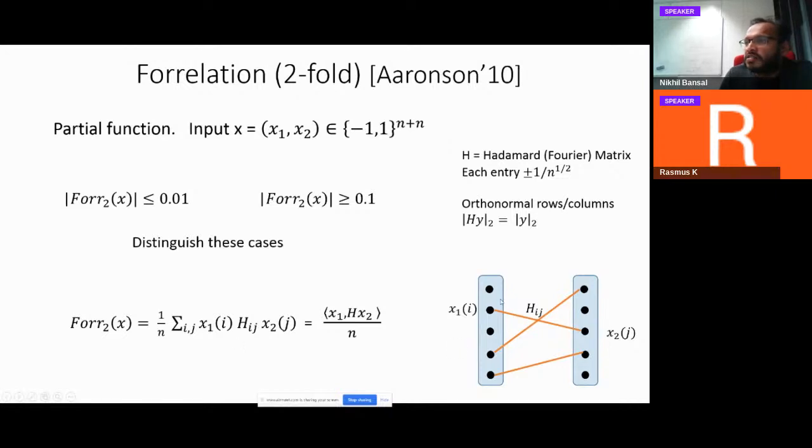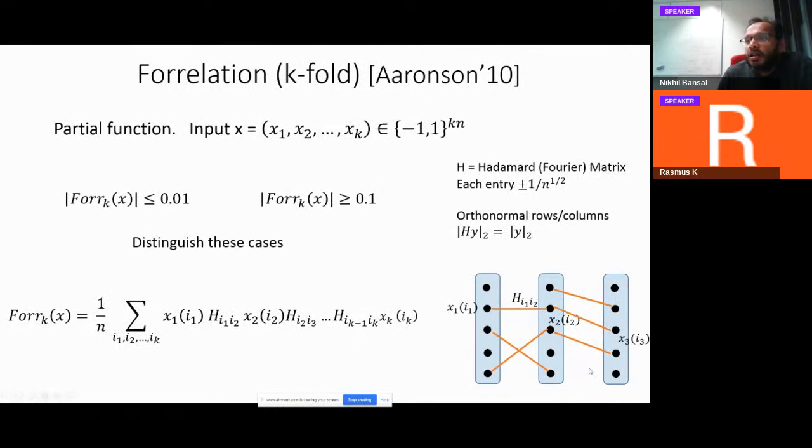Maybe it'll be useful to think of it as a graph where you have these n bits here and n bits there, and you have this n by n Hadamard matrix, and you look at all possible pairs and sum them up. So that's the correlation function, and we need to distinguish between these two cases. The only thing you need to remember, and I'll keep reminding you many times, is this definition of the correlation function.